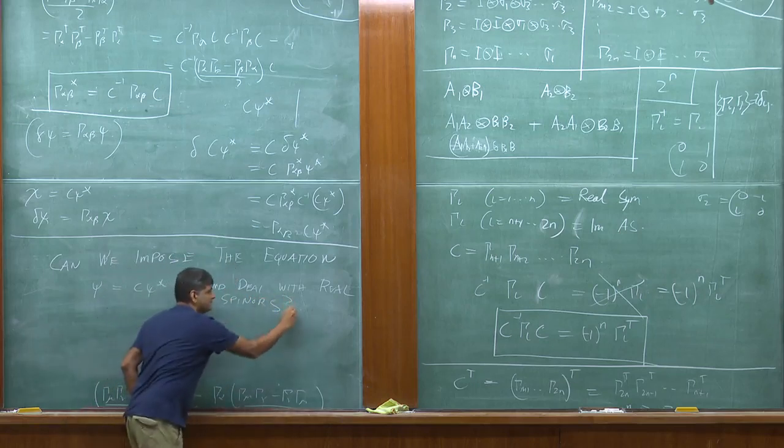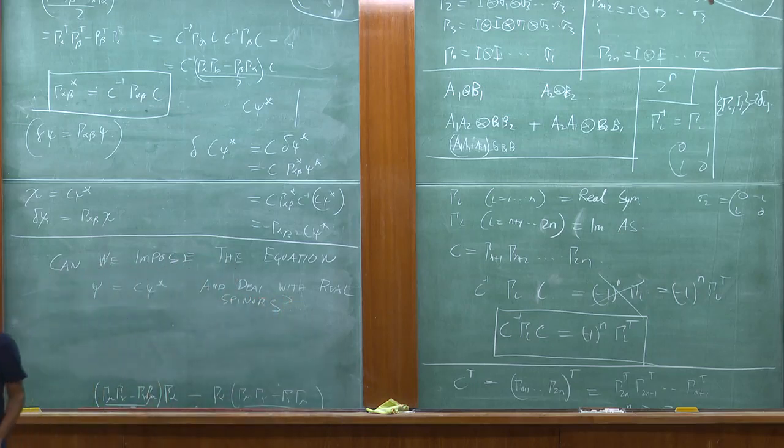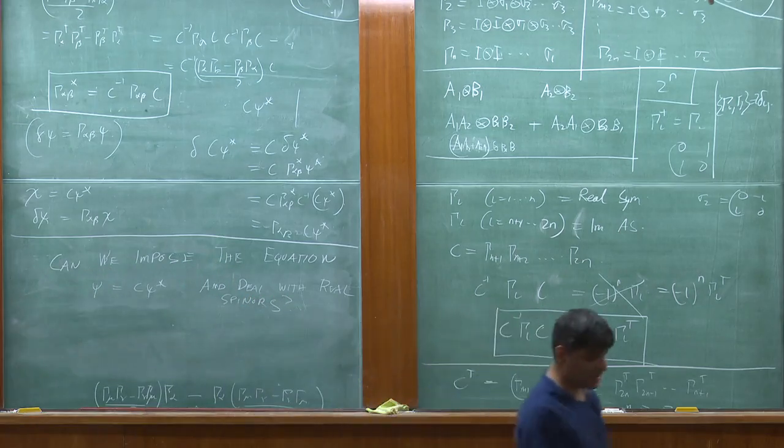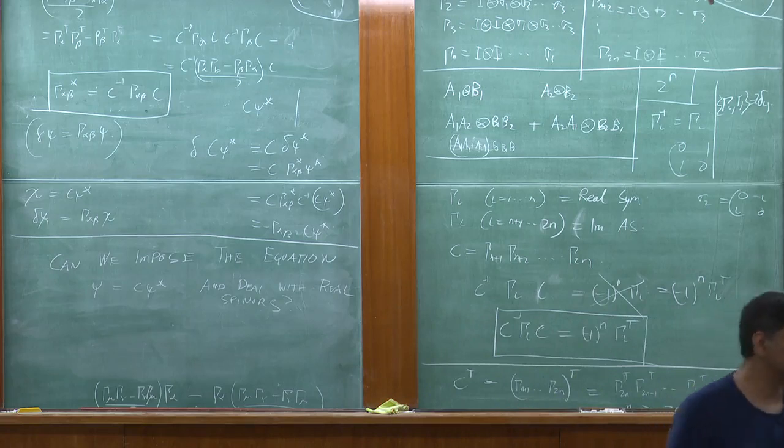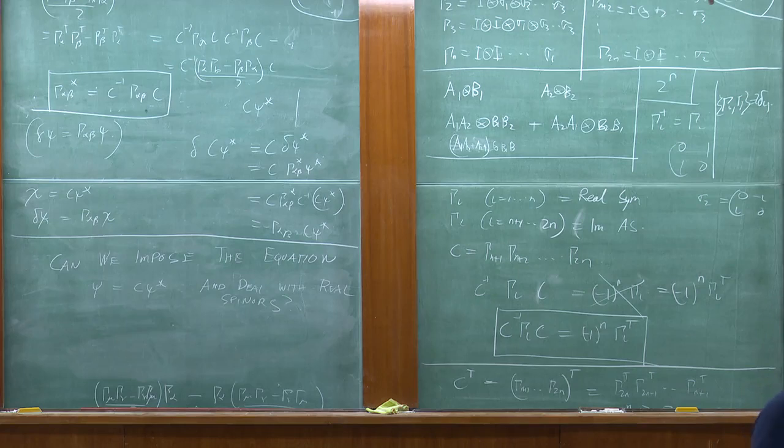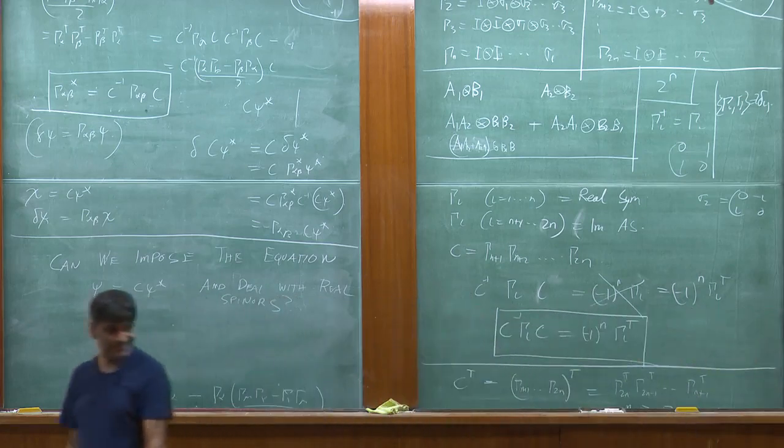This is the question. This is the definition of reality, but it's a definition that we will only make if this equation has solutions. As I will show you, in some dimensions this equation has solutions, in some dimensions the equation has no solutions. So it's impossible to deal with SO(2N) covariant real spinors in those dimensions. Okay? So we're going to study this equation.